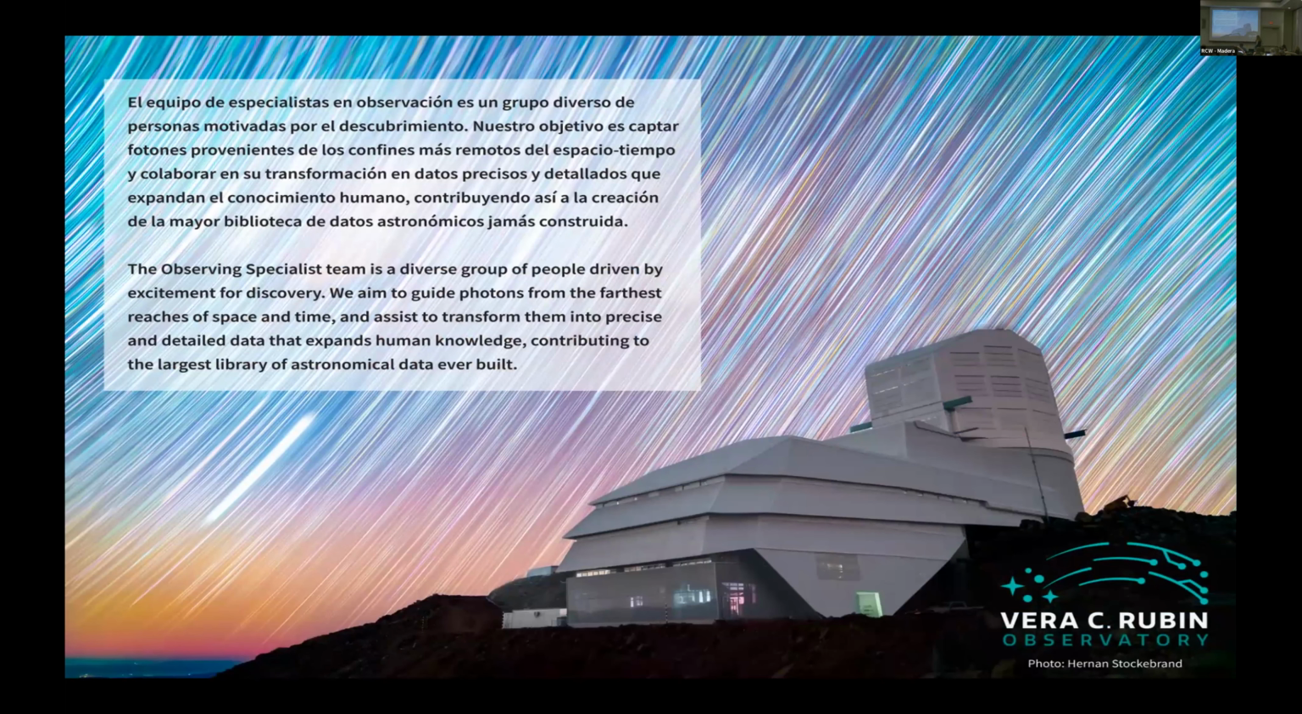Okay, so you heard from Marina a little bit about the role of the commissioning scientist, but in terms of the observing specialist, all of this cool science that you've been talking about all week, all of those images were taken by our team. So it's a pretty cool team to be a part of. This is our mission statement. The observing specialist team is a diverse group of people driven by excitement for discovery. We aim to guide photons from the farthest reaches of space and time and assist to transform them into precise and detailed data that expands human knowledge, contributing to the largest library of astronomical data ever built.